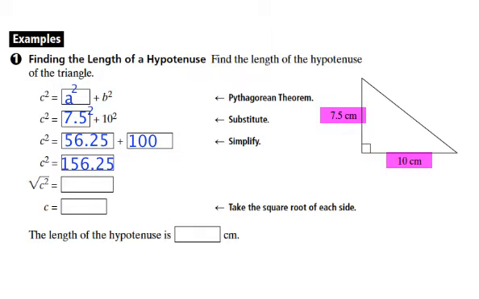156.25. Now we're not trying to find c squared. What we're really trying to find is c. So to find out what c is, we have to take the square root of c squared and the square root of 156.25. The square root of 156.25 is 12.5. So the length of the hypotenuse is 12.5 centimeters.